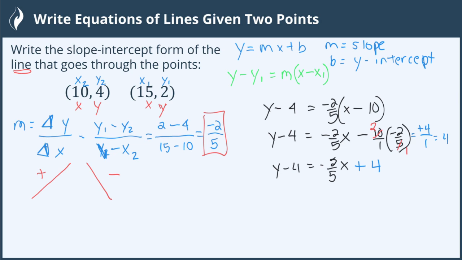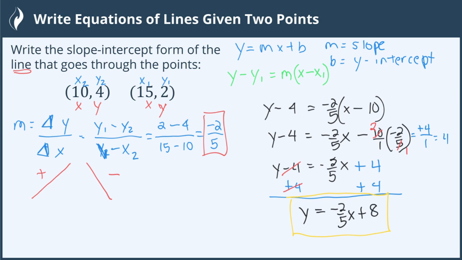Now I need to get y by itself because our final answer has y by itself. So I'm going to add 4 to both sides. That's going to give me this. What happens on this side is the 4s cancel out, and that leaves me with just plain old y over here. The negative 2/5 x drops down. Plus 4 plus 4 gives me plus 8. And my final answer is this right here: y equals negative 2/5 x plus 8.